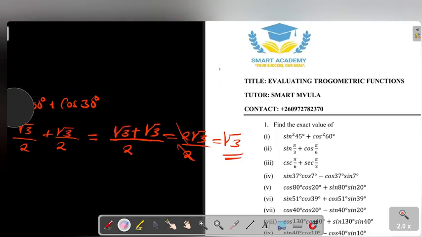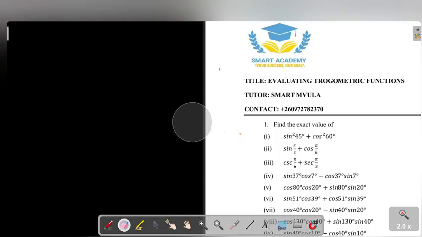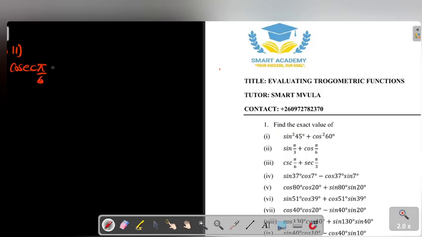So now moving to part 3. For part 3, what we have is cosec pi over 6, plus sec pi over 3. So how do we find the exact value of this?